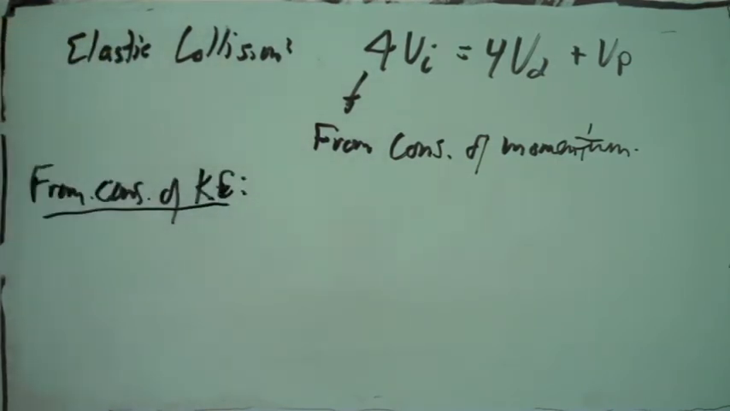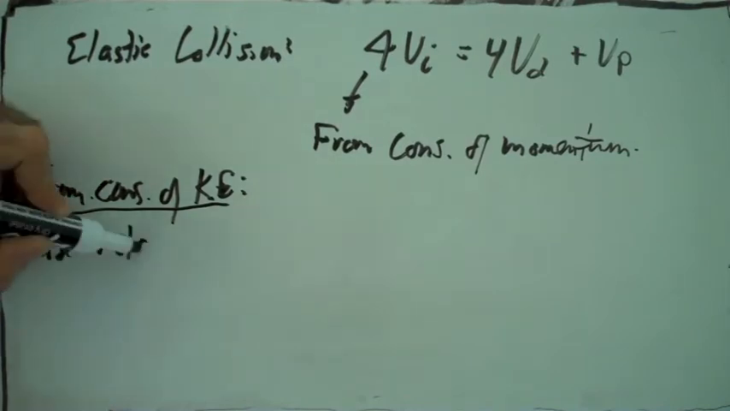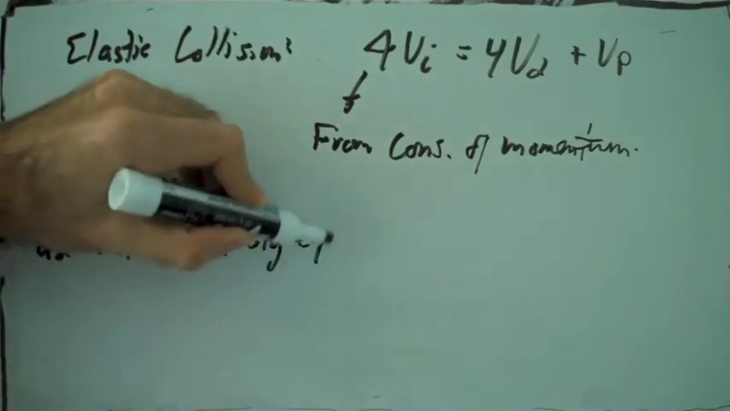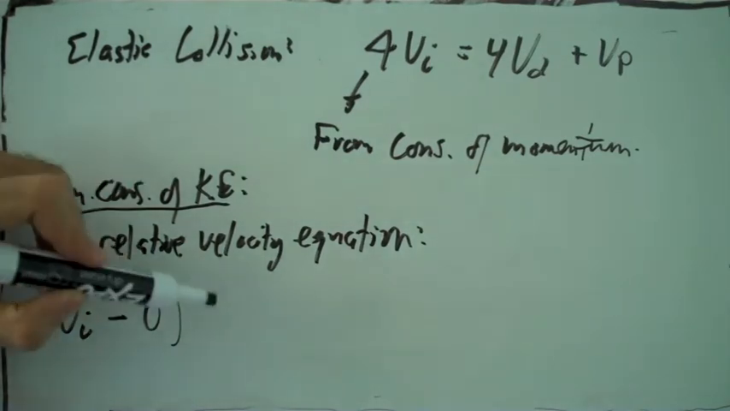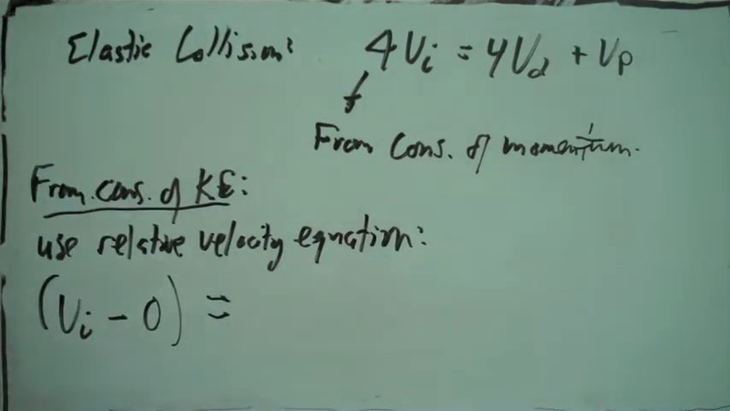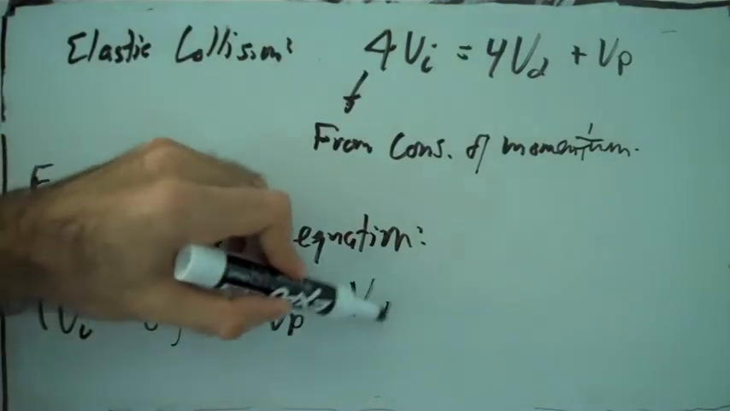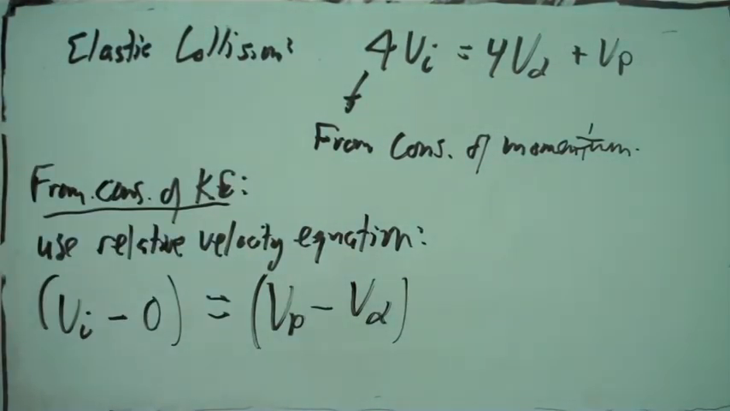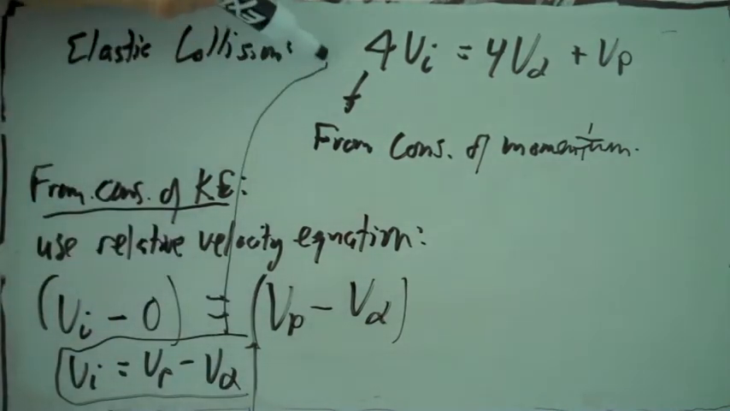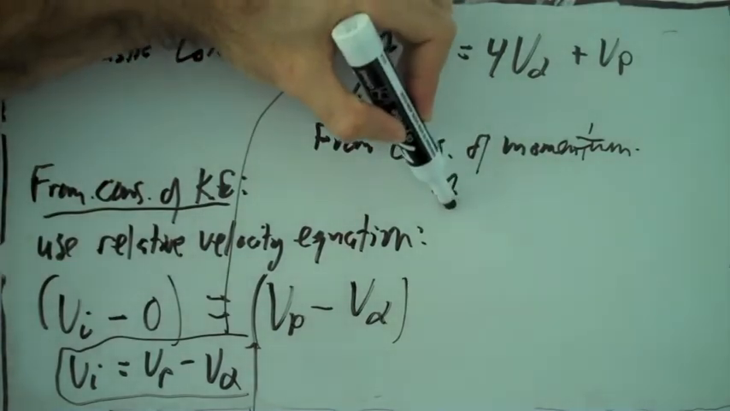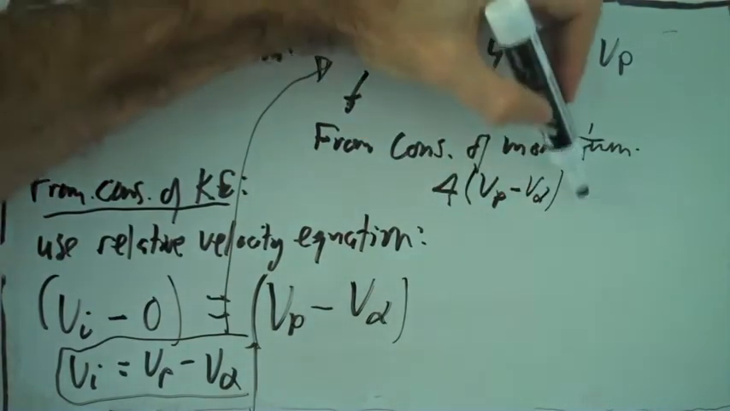Okay, so remember that conservation of kinetic energy also implies this relationship between the relative velocities. So we have that the difference in the velocities of the two particles before the collision equals the negative of the difference between their velocities after. Okay, so from this equation we find that V_i is just equal to the difference between the velocity of the proton and the velocity of the alpha particle after the collision. So we can plug that into the original equation that we had, and we get this.